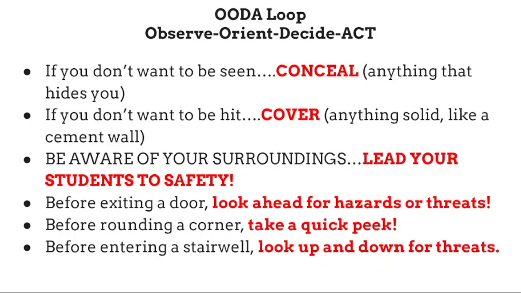This slide provides tips on how to improve your situational awareness. The acronym OODA Loop is defined as observe, orient, decide, and act. Observe your surroundings before exiting the class. Orient yourself to what is going on around you. Make a decision based on the information at hand, and act.